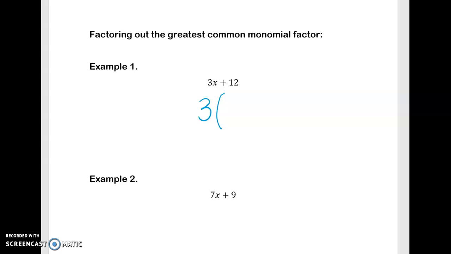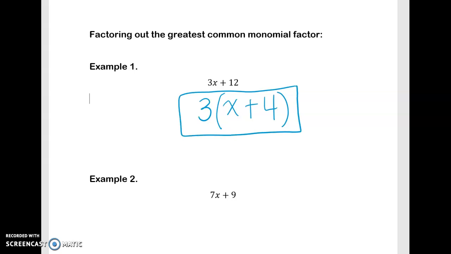Then in order to get 3x back, we would put the x here. 3 into 12 is 4. And this would be our factored form of 3x plus 12. This is our final answer. This is like undoing the multiplication or getting something into a form that looks like you're about to distribute it. This is the factored form. So 3 parentheses x plus 4 is the factored form.